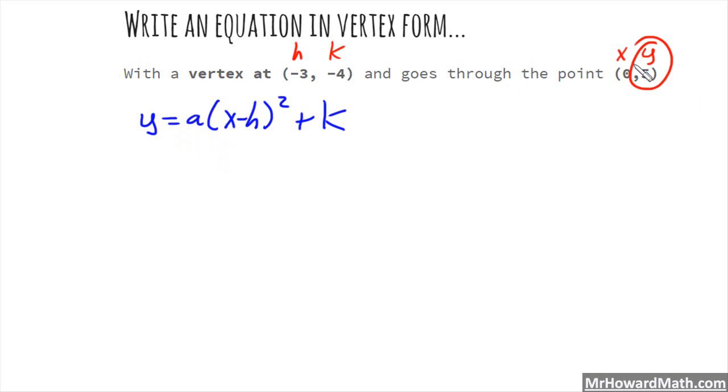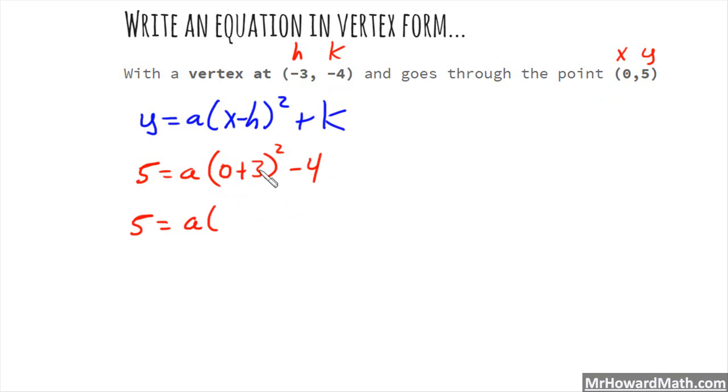So fill it in. y is 5, so 5 equals a, the variable we'll be looking for, and then x is going to be 0, that's this value right here, and then we have a negative 3 for our h value, so I need the opposite sign here, plus 3, quantity squared, and then I use the exact value of k, so subtract 4 there. And now start working that out. So we get 5 equals a times, this would be 0 plus 3, so 3, and then square it would be 9, subtract 4. So keep working down here. We have 9a, subtract 4.